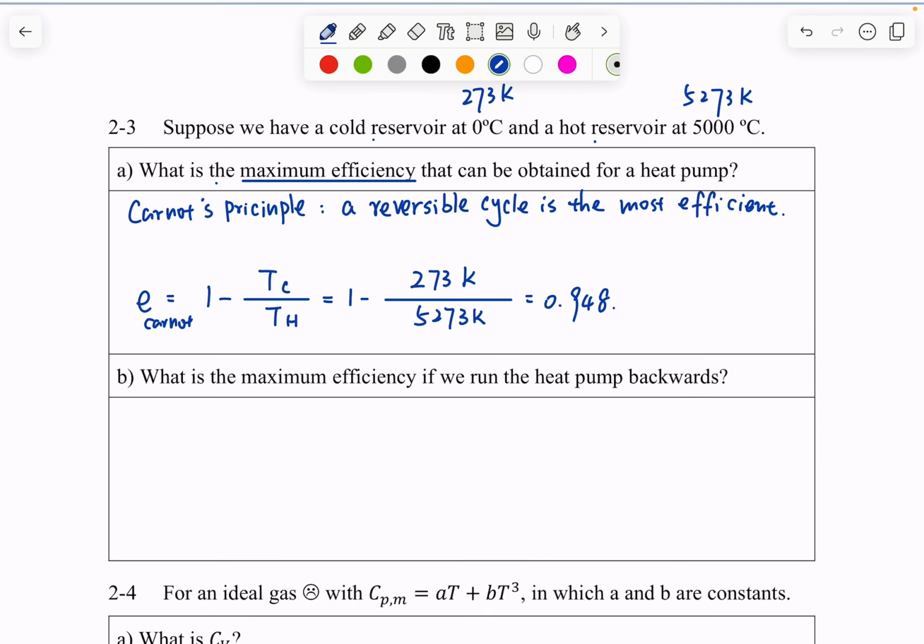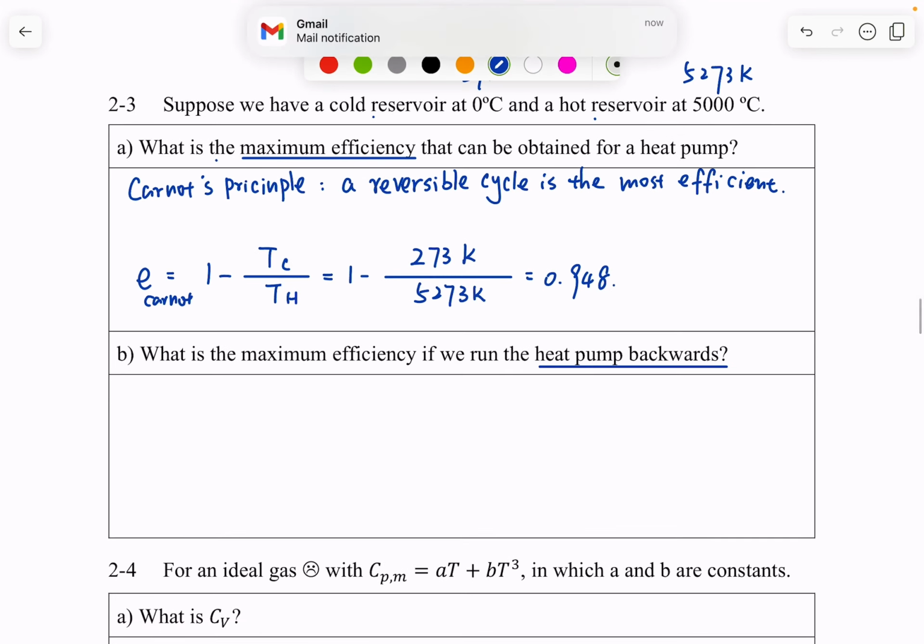Next question, what is the maximum efficiency if we run the heat pump backwards? So now imagine we're running the heat pump backwards. What do we have? Well, a reversible cycle is able to run both forward and backward, so the efficiency will be the same.